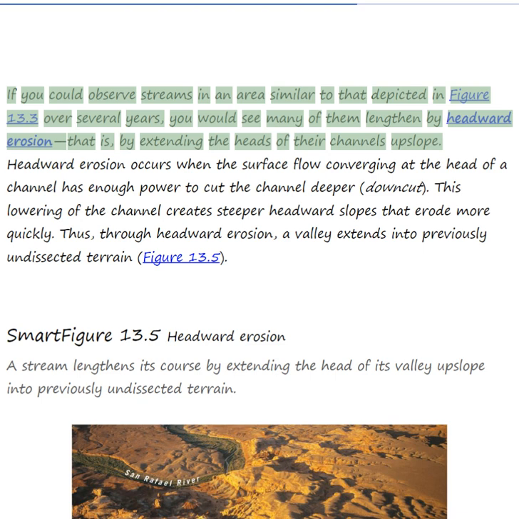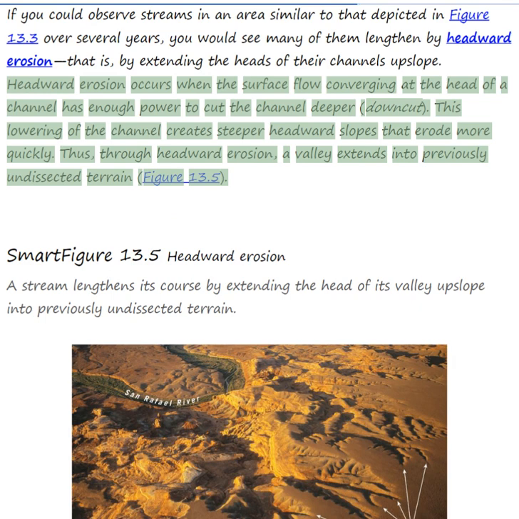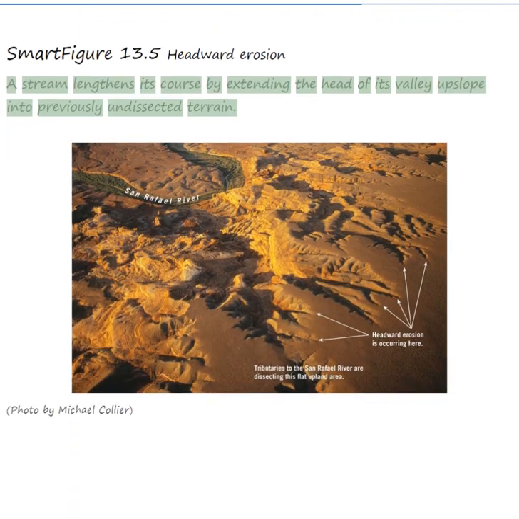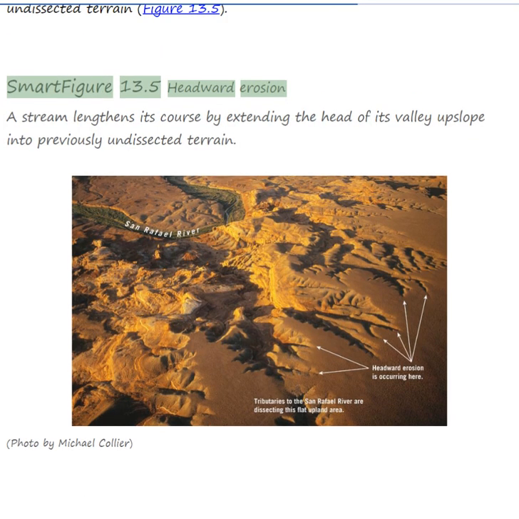If you could observe streams in an area similar to that depicted in Figure 13.3 over several years, you would see many of them lengthen by headward erosion, that is, by extending the heads of their channels upslope. Headward erosion occurs when the surface flow converging at the head of a channel has enough power to cut the channel deeper. This lowering of the channel creates steeper headward slopes that erode more quickly. Thus, through headward erosion, a valley extends into previously undissected terrain. A stream lengthens its course by extending the head of its valley upslope into previously undissected terrain. Smart Figure 13.5 Headward erosion.